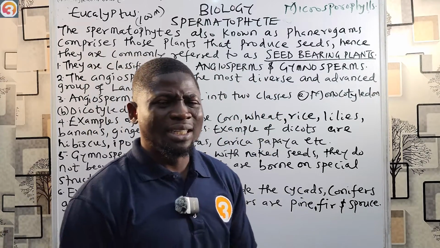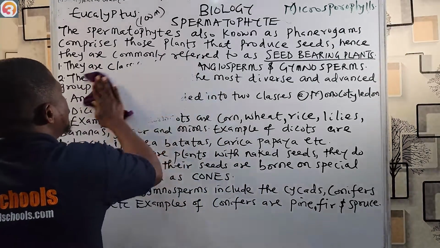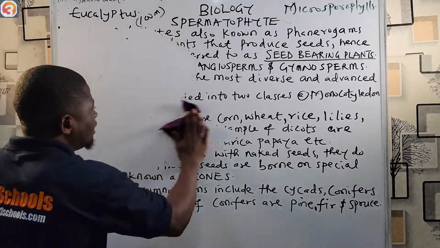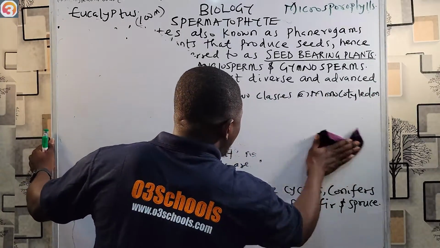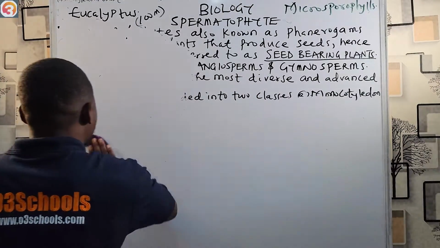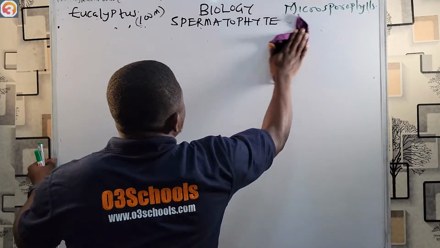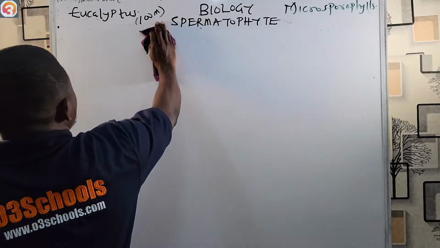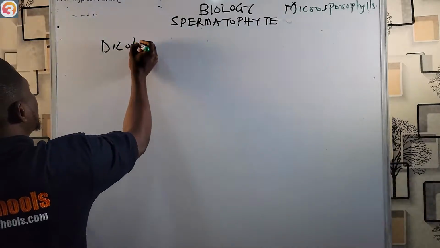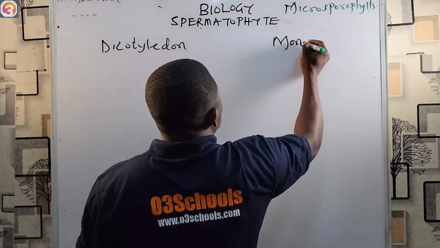Now, let's see the differences between dicotyledon and monocotyledon. So let's see the differences between dicots and monocots in angiosperms. After we have seen the differences, we'll attempt questions from the one and only O3 Schools JAMB application. Let us do that in a tabular form. So let's see dicots, dicotyledon. Then this one is monocot.